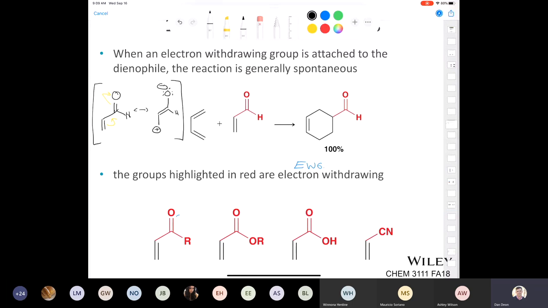Okay, so you could do that for any one of these here. In fact, in the textbook, if you read David Klein's textbook, he even says something like, could you draw the resonance structures for each one of these and show why it's delta plus down here at all of these carbons, and show why it's delta minus here, delta minus here, delta minus here, right? Delta minus here. Okay, so you should be able to do that, just like I did right here for the aldehyde.